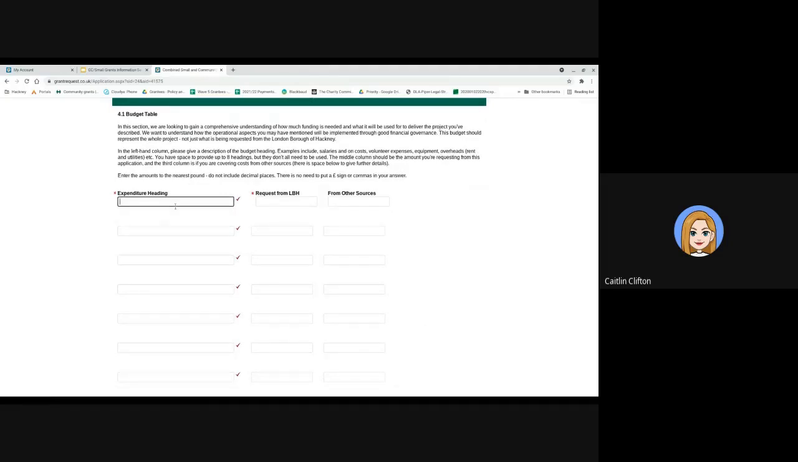And essentially, all you need to do is give us an overview of what it is that this expenditure will be, how much you need from London Borough of Hackney, and maybe how much you're applying for from other sources.